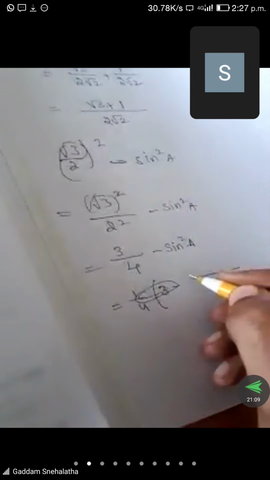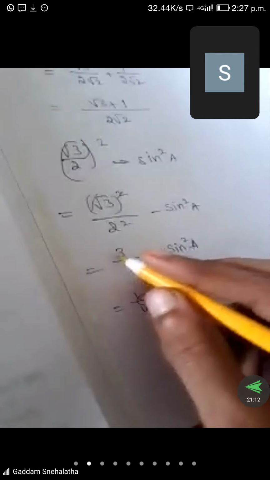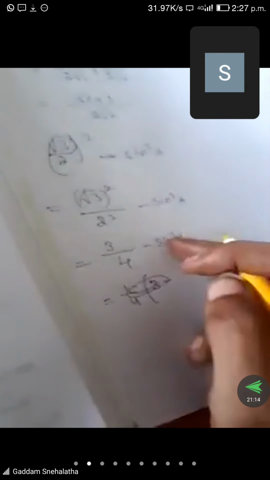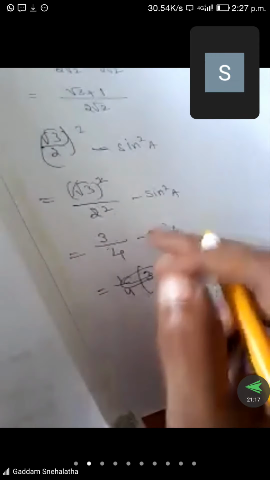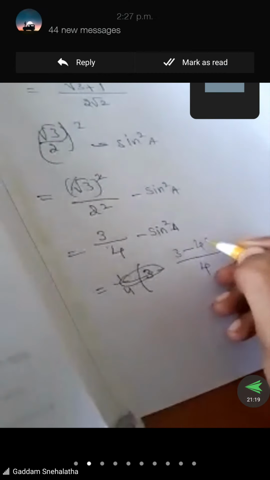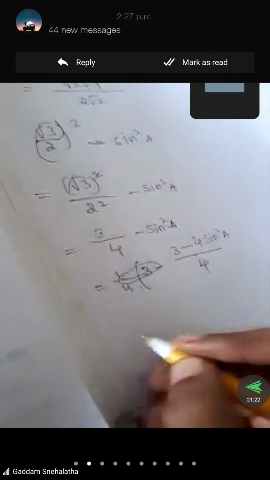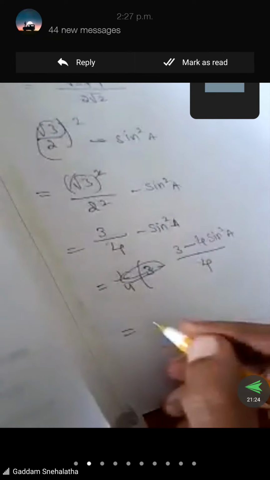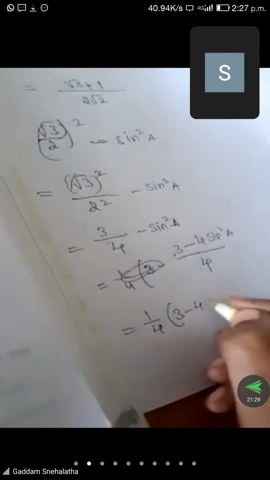Before that, you take the LCM here, if that is understood. If I take the LCM, what do I get? The denominator is already 4, so the numerator is as it is. For the other term we don't have a denominator, so multiply by 4. So 4 into sine square A is 4 sine square A, and the denominator is 4. So we can write it as 1 by 4 of 3 minus 4 sine square A. That is what we had to prove. Is it clear?